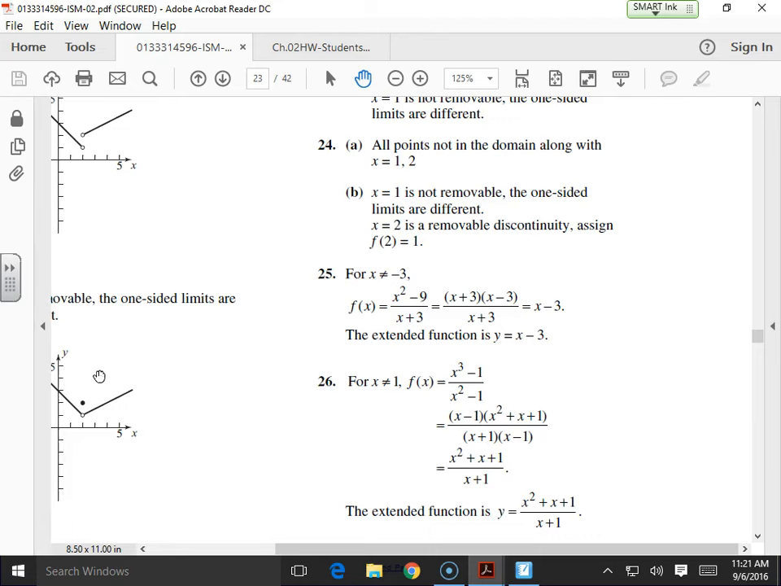Yeah. Then letter B, 1 is non-removable because it's a break. The one-sided limits don't agree. X equals 2 is removable because you just have to move the point. Okay, next one. 28.